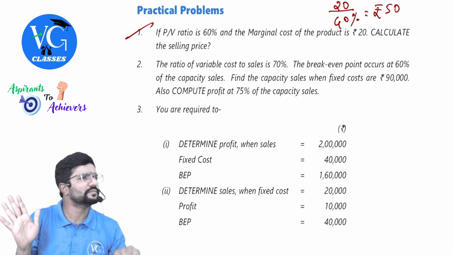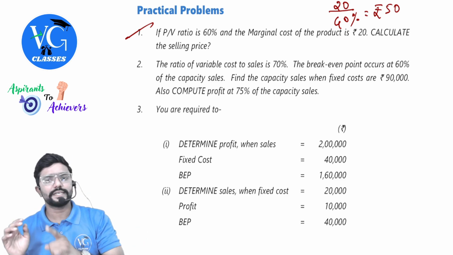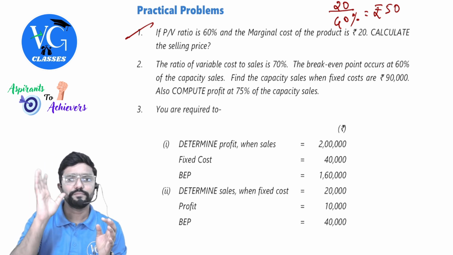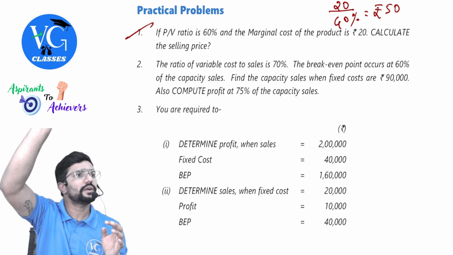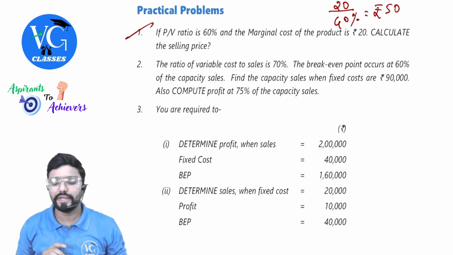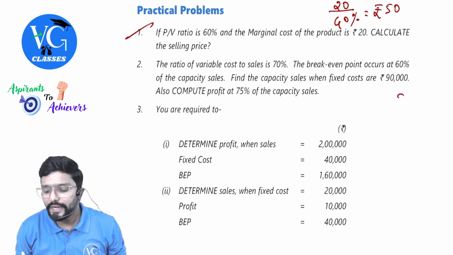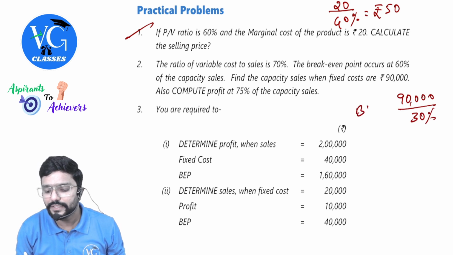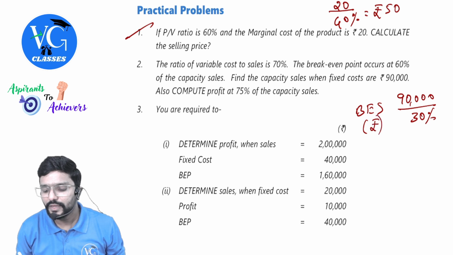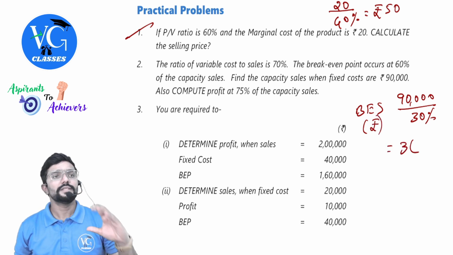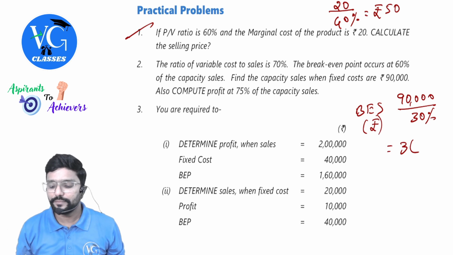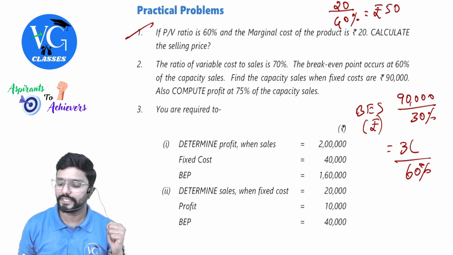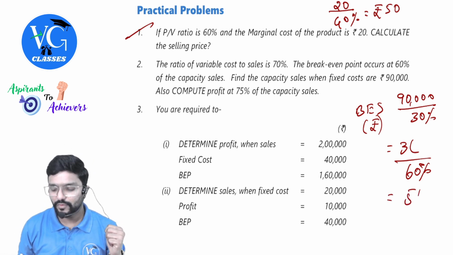Guys, MCQ question you assume. Sir, fixed cost is given. Can we calculate break-even sales? Yes. Simple. PV ratio is 30%. Variable cost is 70, PV ratio is 30. So 90,000 fixed cost divided by 30% will give you break-even sales in rupees. 3 lakh. This is how much percentage of sales? 60%. Break-even sales in rupees divided by break-even sales in percentage. Amount please. 5 lakh.